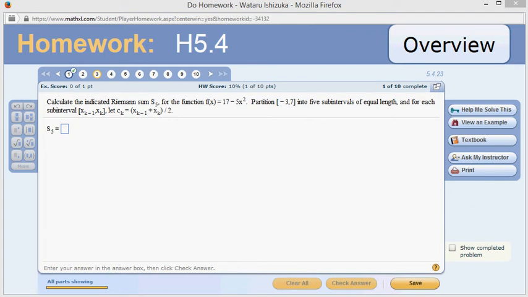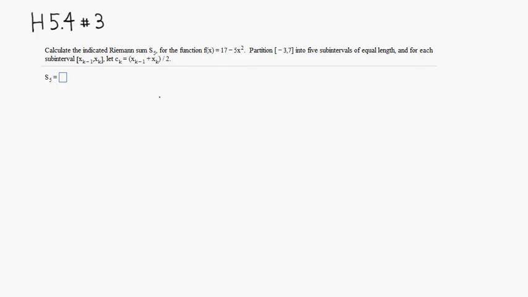Alright, let's look at homework 5.4, problem number 3. We want to find the Riemann sum S5 for the function f of x equals 17 minus 5x squared from -3 to 7. So we split that into 5 subintervals of equal length, and here c sub k is equal to the average between the left point and the right point, which means that we're talking about the midpoint. Alright, so let's do that.